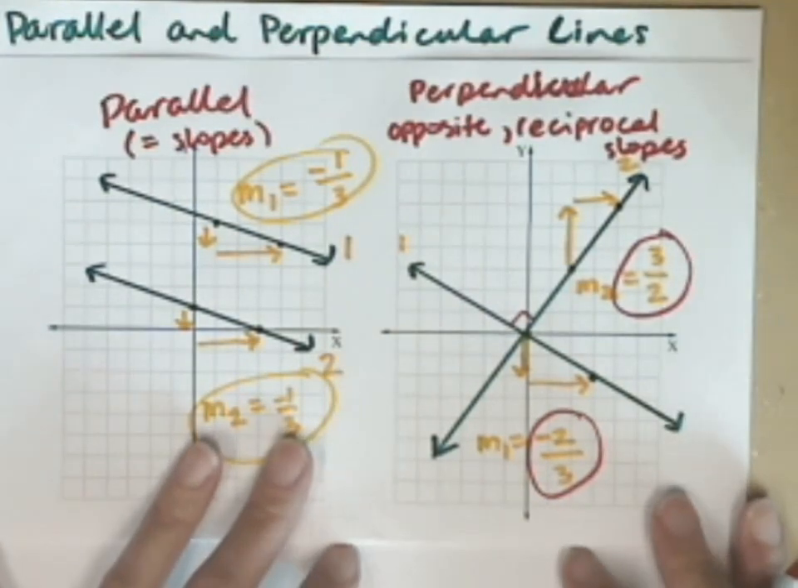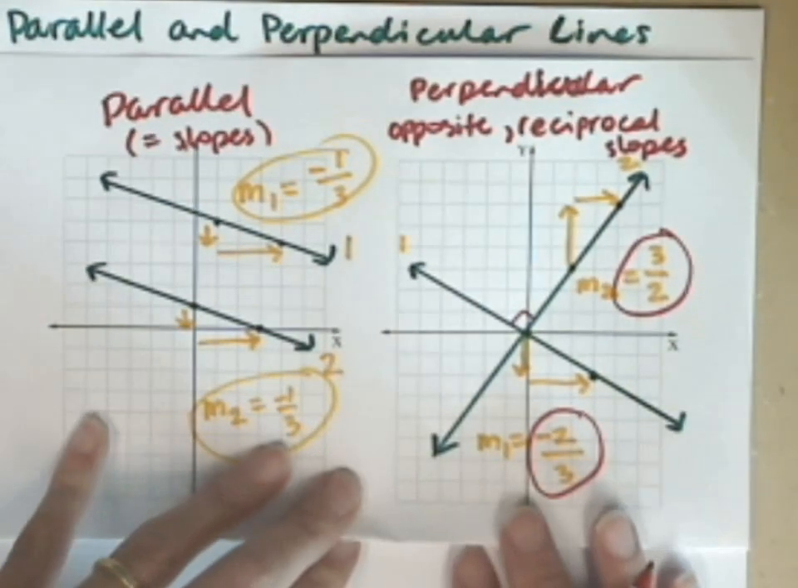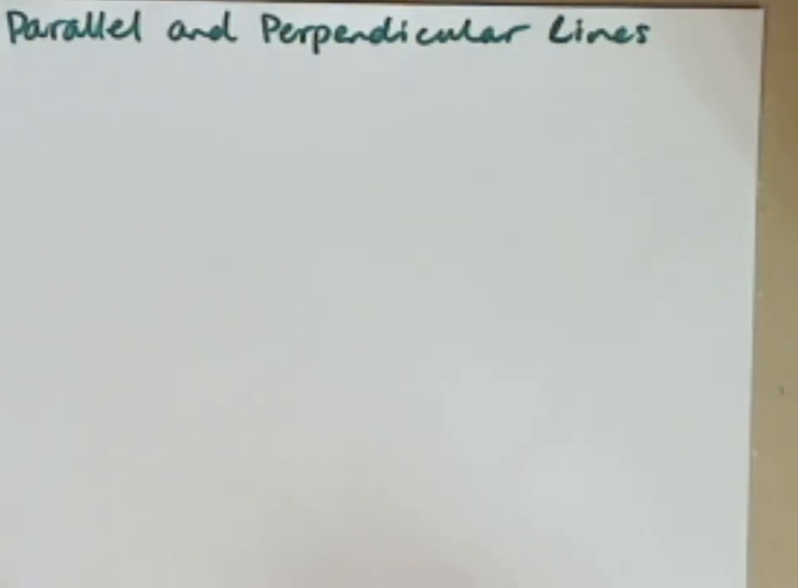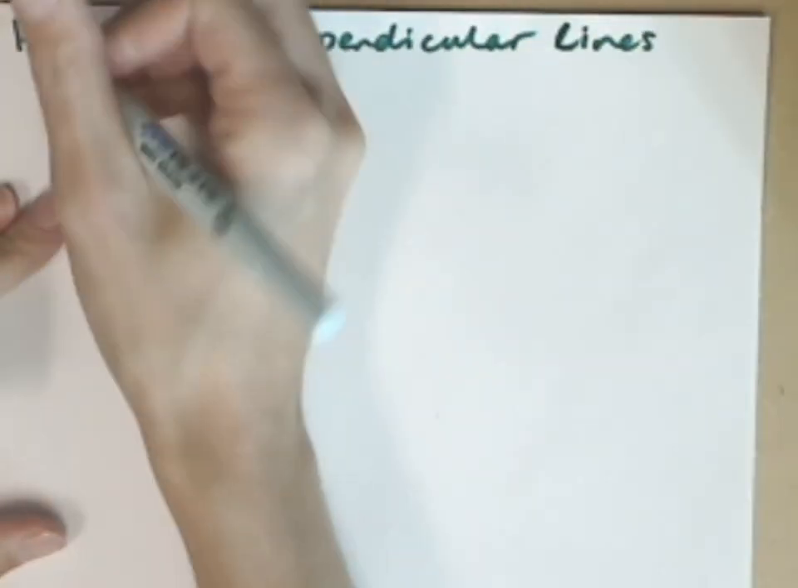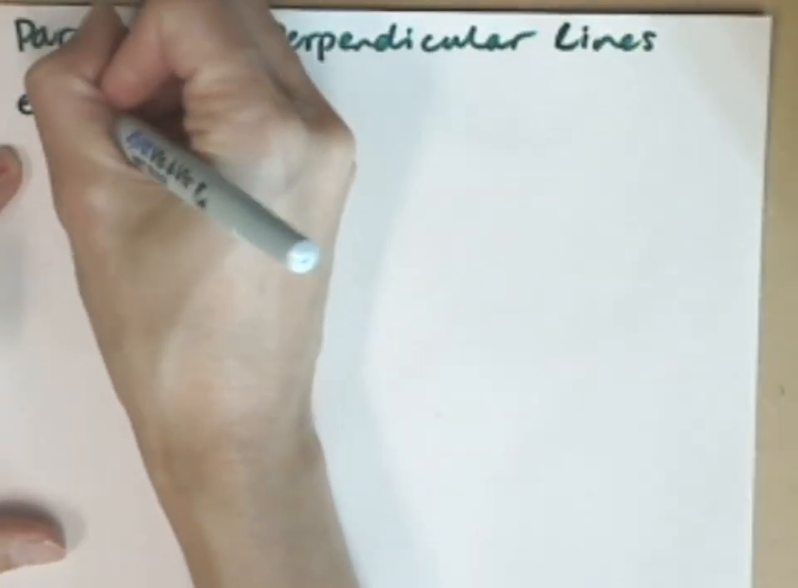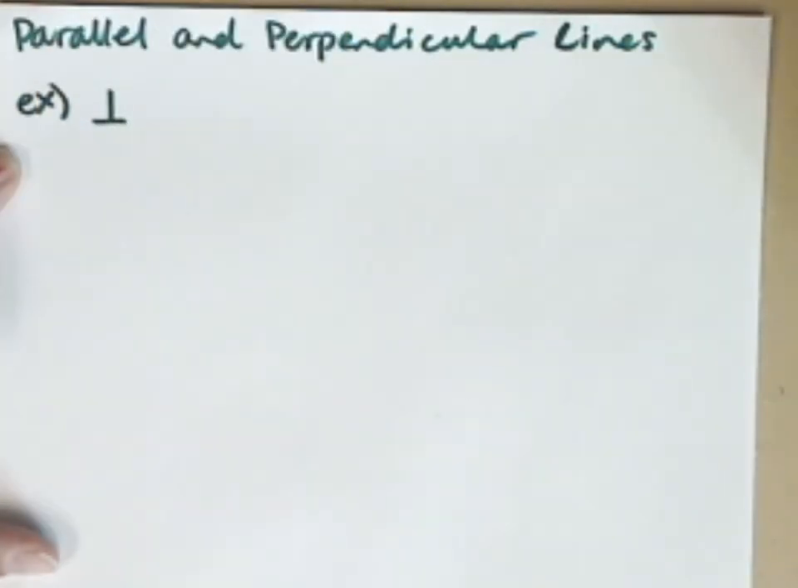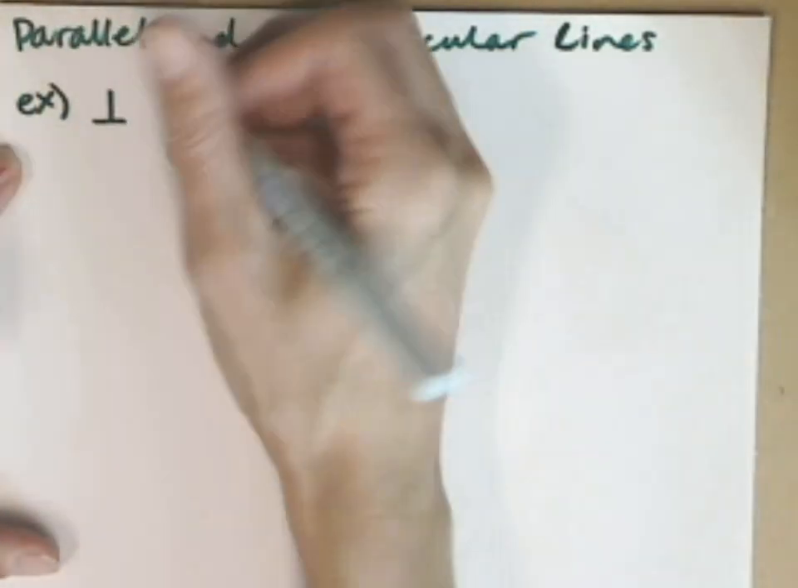Let's look at a few examples. I want to take an example just using the slope. So I'm going to get rid of my graphs for now. And as we look at an example that involves just the slope, we're going to focus on the perpendicular lines because they're a little more challenging. This is the symbol for perpendicular. So we're going to look at two perpendicular lines.